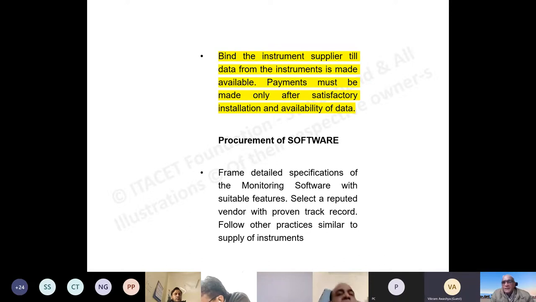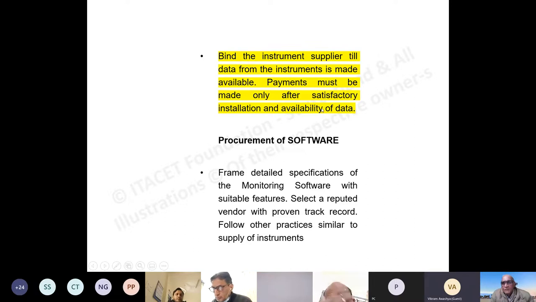Unless that is done, you will not be sure whether the instrument is of good quality, it has been supplied properly, it has been installed properly, and you know it's of any use to you. Now, once the instrument is installed and the data starts coming, then I should say that the real role of the user comes in. The user comes into picture after the instruments are installed and the data has started coming out of it.